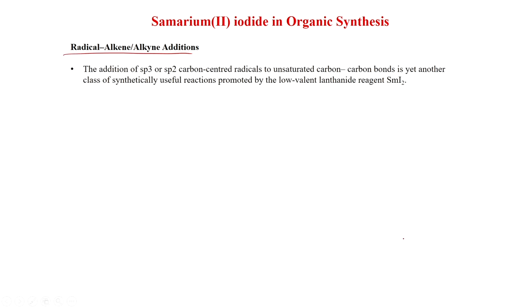Radical alkene additions: the addition of sp3 or sp2 carbon-centered radicals to unsaturated carbon-carbon bonds is yet another class of synthetically useful reactions promoted by the low-valent lanthanide reagent samarium iodide. So far we have discussed the carbonyl-alkene reaction. Now we will see that the radical adding to the olefin is also possible.